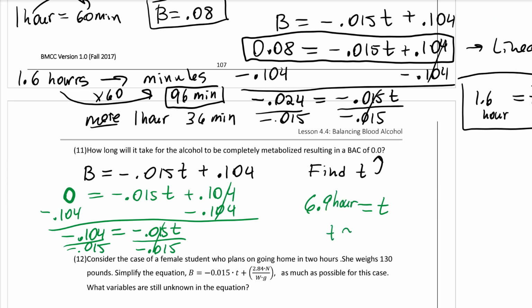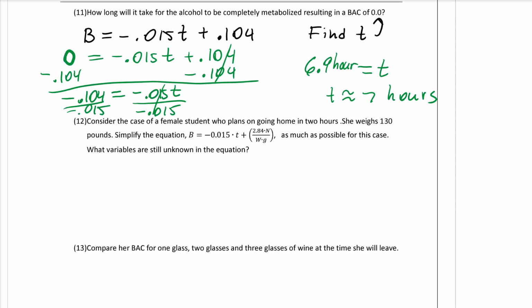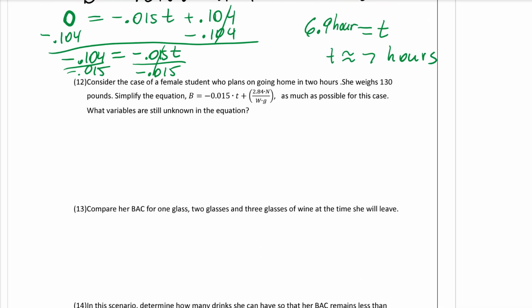So I would say, if I round it, I would probably wait 7 hours to be safe. So if you wait for 7 hours, it should drop down to 0. So hopefully you're feeling okay with this. All right. So it's using the formula and then getting the equation. So we have one more application and we are done.